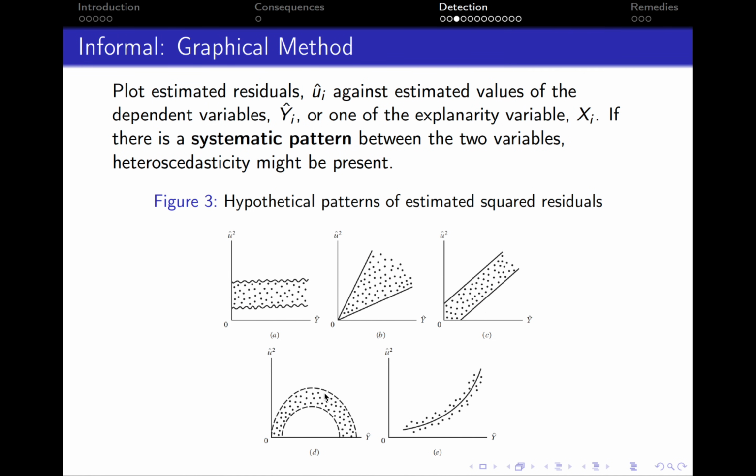Graph D, I think it's not even necessary to comment anything here because the pattern is quite obvious. At first the residuals increase with the increase in values of y, and at some point they start decreasing with the increase in the value of y. And E, this is also the case of heteroscedasticity. Again, there is some systematic relationship between estimated residuals and the estimated values of y. So from this graph, we get that only A is the example of homoscedasticity, whereas all the other 4 graphs are examples of heteroscedastic error terms.